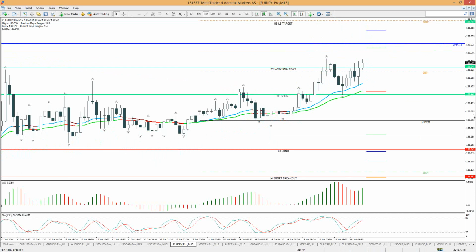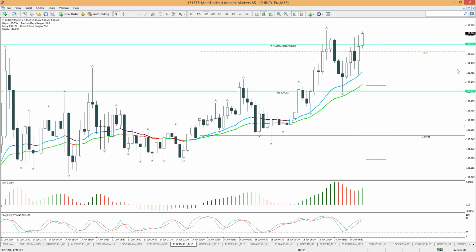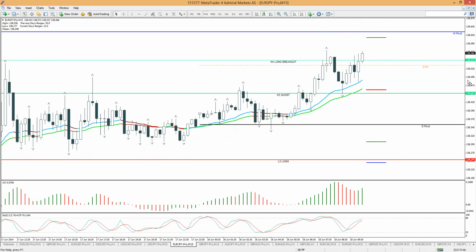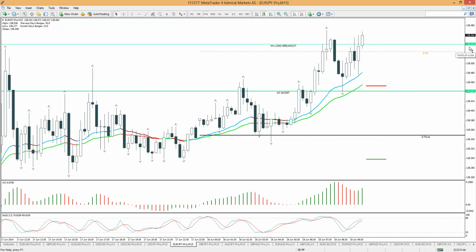So hope that makes sense. That's how I look at it. That's up to you what kind of filters you use, but if you use weekly pivot points, then obviously you can see price is close by.